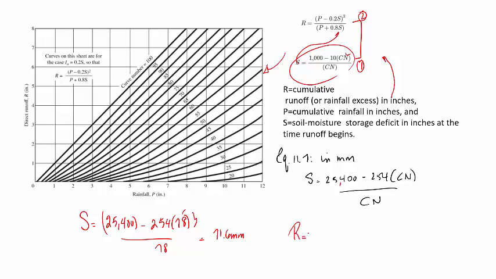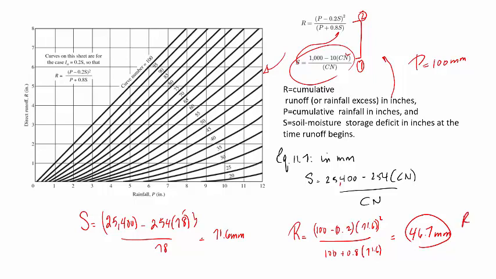The runoff R then, with that storage, is P, which is 100. Remember, P is given. That's the depth of the storm, the precipitation, minus 0.2 times 71.6, all this squared, divided by the precipitation, again 100, plus 0.8 times 71.6. So this is 46.7 millimeters. This is the runoff.